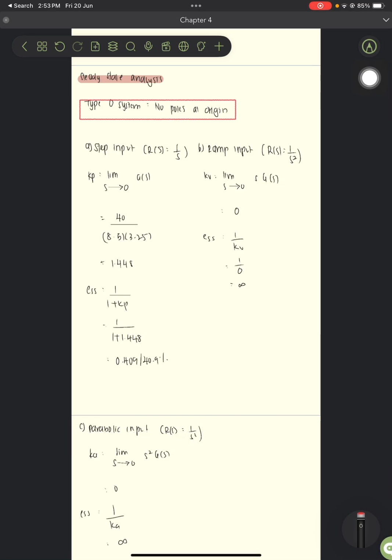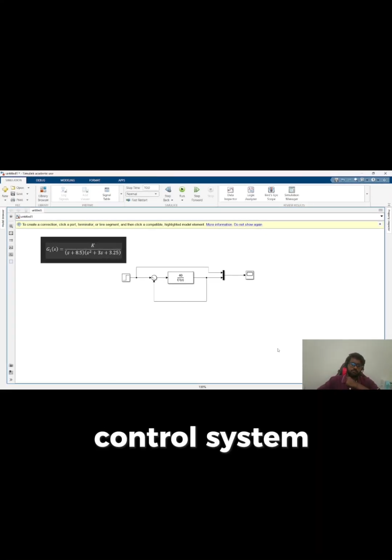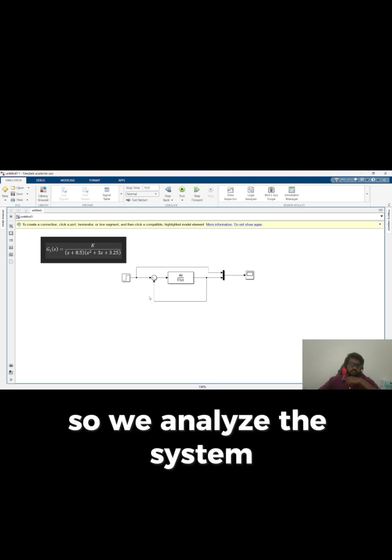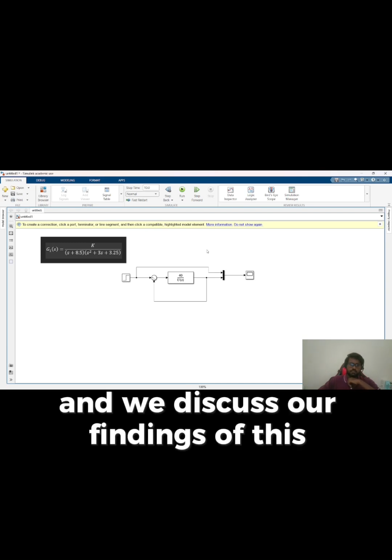Thank you very much. Hello everyone, today I'll be presenting our control system simulation for the given transfer function. We analyze the system response using this MATLAB simulation and we discuss our findings.